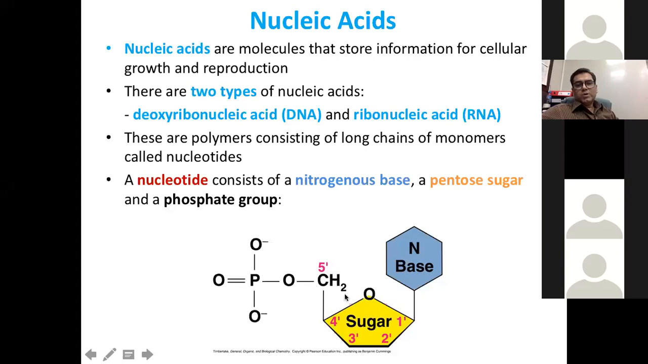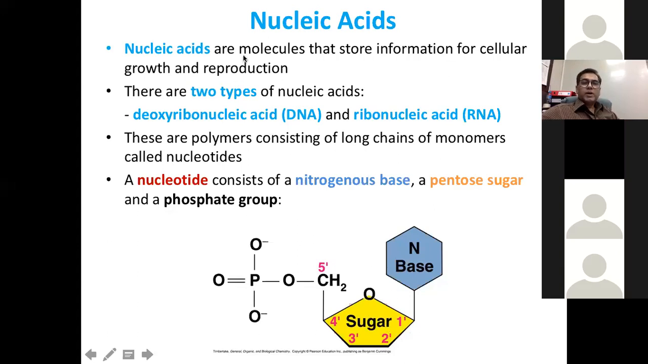Okay. Now, what about these 1, 2, 3, 4, 5? Can anybody tell me what these numbers are and what their importance is? These are the carbons. Yes, these are the carbons present within the pentose sugar. But if you notice, these carbons are written differently in this sugar. You see a small dash or apostrophe-like structure. What are these known as? How do we pronounce them? Yes, these are the primes.